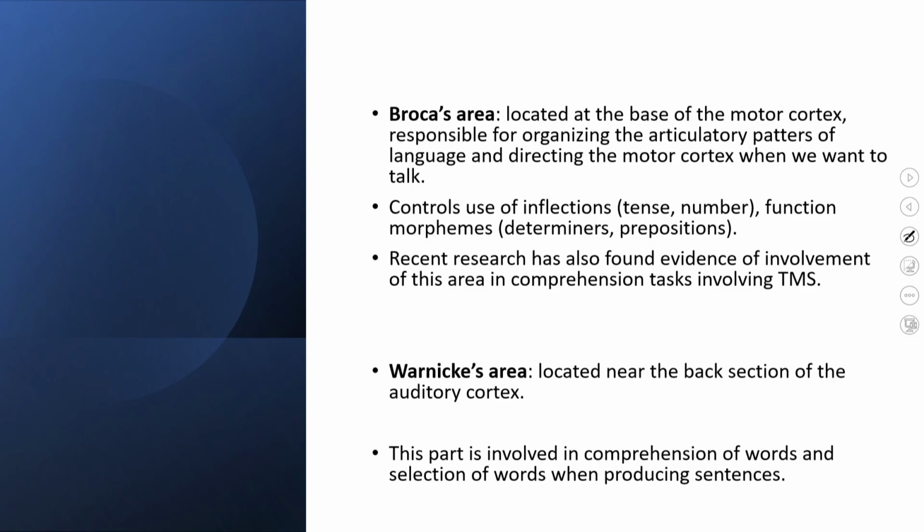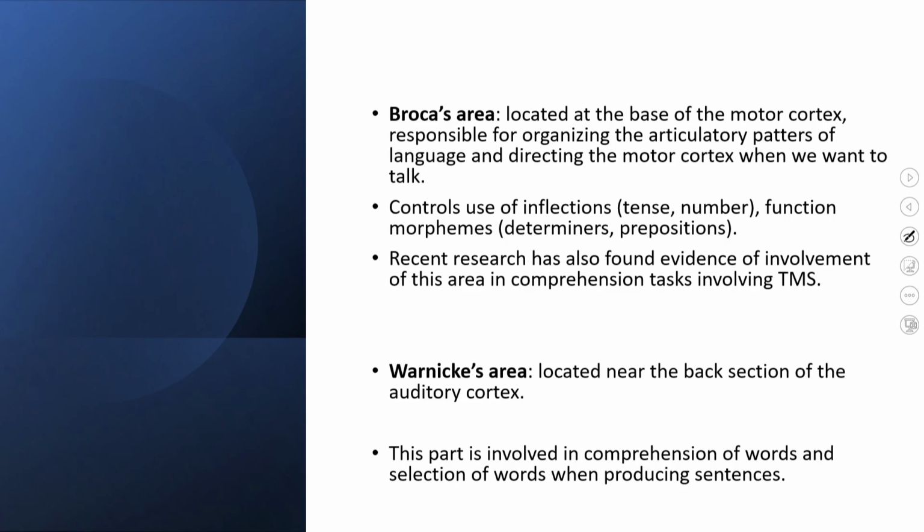Recent research has also found evidence of involvement of this area in comprehension tasks. This was a TMS, transcranial magnetic stimulation study, where it was found that Broca's area can also contribute to comprehension. There are of course more and more findings coming out, so we are updating the idea, but the earlier idea was that Broca's area is primarily responsible for articulation.